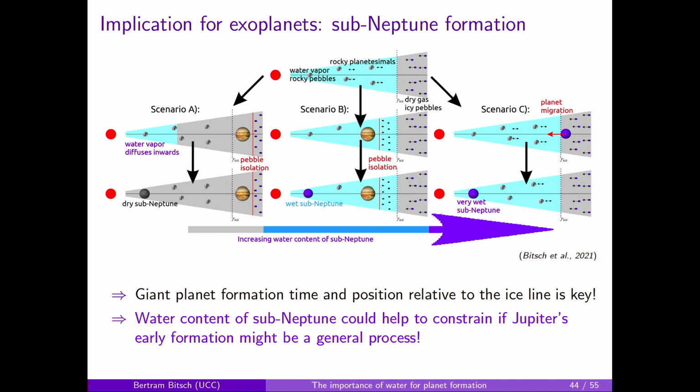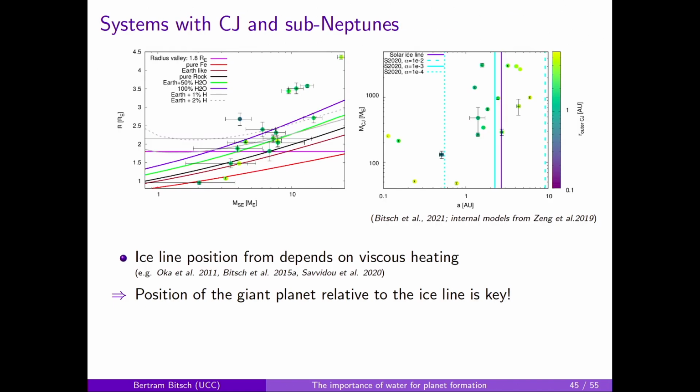So this is the idea that we want to focus on. We can look at systems. There are surprisingly not that many systems where we have well-constrained inner planets and an outer giant planet. So this is again planetary mass against distance, against their radius. The different colorful lines correspond to different compositions, and these dots are the different planets detected that actually have outer giant planets.